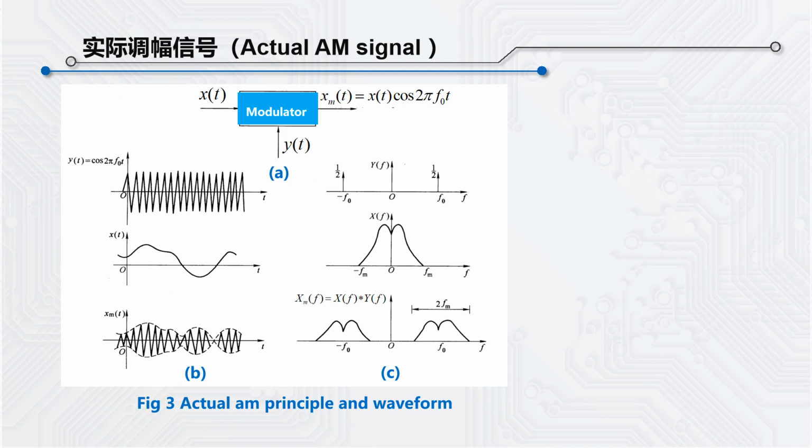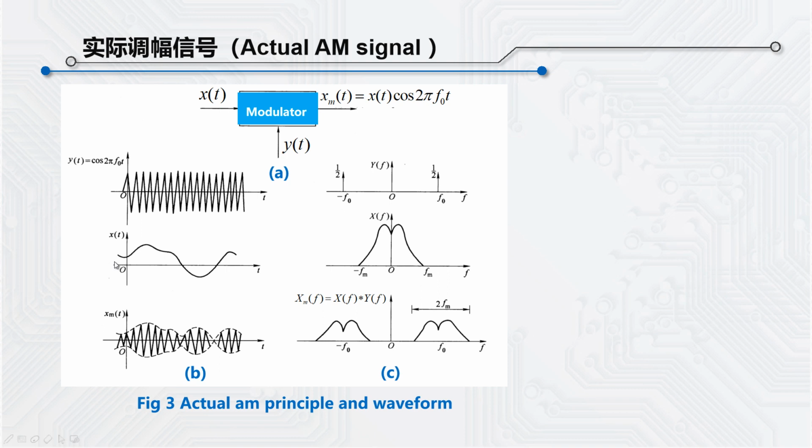Let's look at an actual amplitude modulation signal. This is a modulator. Its input is x(t) and y(t). x(t) is a low frequency signal. It is called a modulated signal. y(t) is a high frequency oscillation signal. After x(t) is multiplied by y(t), that is to say, after x(t) and y(t) enter such a modulator, its output becomes x(t) times cos 2πf0t.